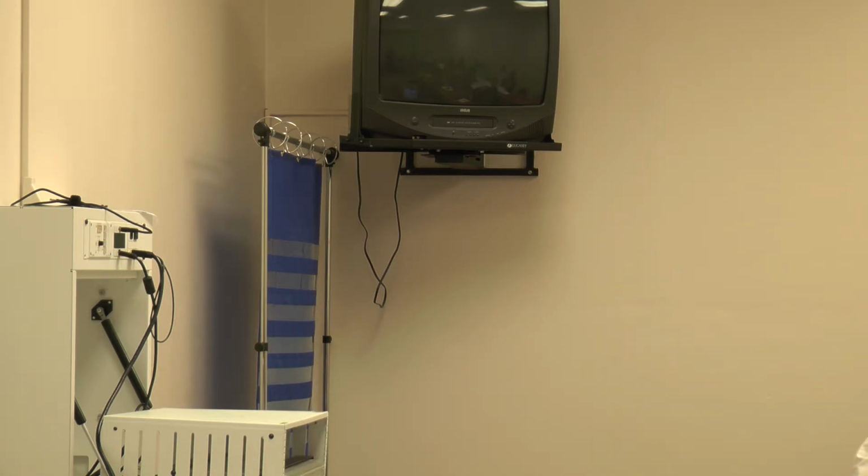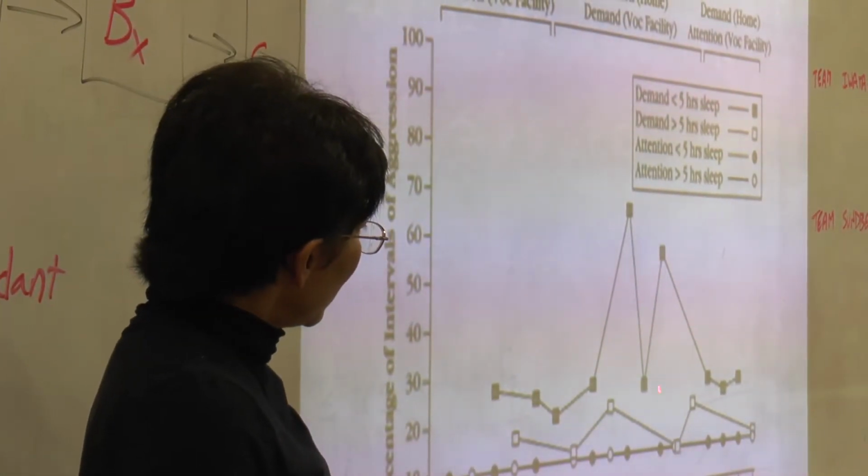Does everybody see the difference between the demand and the attention piece of this graph? Less sleep, more sleep. The demand is the boxes, and the attention is the circles, whether they're filled in or not. Again, the open one is more sleep, and the closed or darkened ones are less sleep. So think of dark as worse. Just put it down: dark is worse.